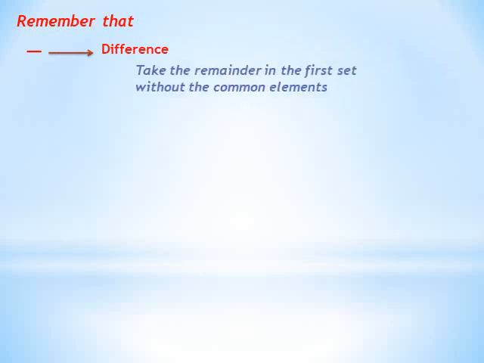Okay. What about else? Do you remember that? What's this? Yes, it's difference. Mister, in difference, it says take the remainder in the first set without the common elements. Mister, what does that mean? I can't understand. So let's take an example to understand it. If I have two sets like that, 5, 6, 7, and 5, 3, and 2.